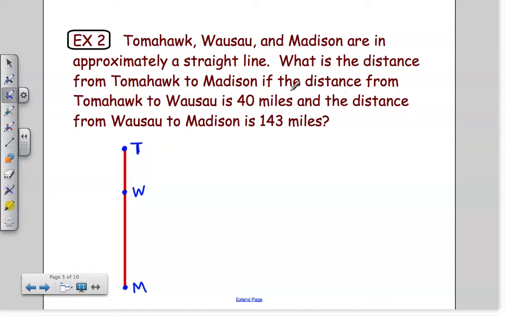Alright, so I am told, let's see, what is the distance from Tomahawk to Madison? This is what I want to know. What is the distance from Tomahawk all the way to Madison? If distance from Tomahawk to Wausau is 40 miles, I'm going to put a 40 right here then. That's the distance Tomahawk to Wausau. And the distance from Wausau to Madison, that part of the segment, is 143 miles. And the ultimate question is, what is the distance from Tomahawk to Madison? I want you to tell me this answer when you come into class tomorrow. So that'll be the first thing I ask you. You should have that answer ready, using segment addition.